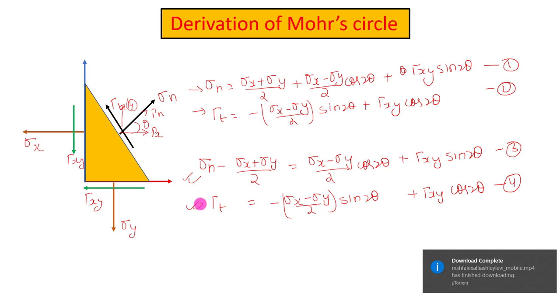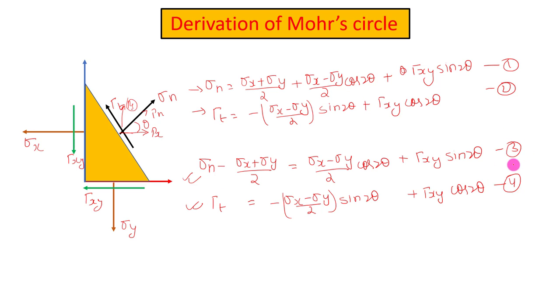Now at this point, suppose we square this third equation and the fourth equation and then add them up. What we are going to get is sigma n minus (sigma x plus sigma y) divided by 2, whole square, plus tau t square. On this side, the first term will become (sigma x minus sigma y) by 2 cos square 2 theta, and when we add it with the fourth after squaring it, it will simply become (sigma x minus sigma y) by 2 whole square, because cos square 2 theta plus sin square 2 theta will become 1.